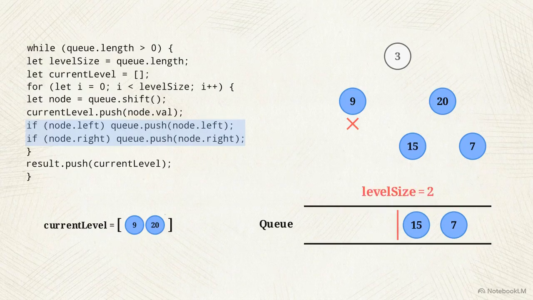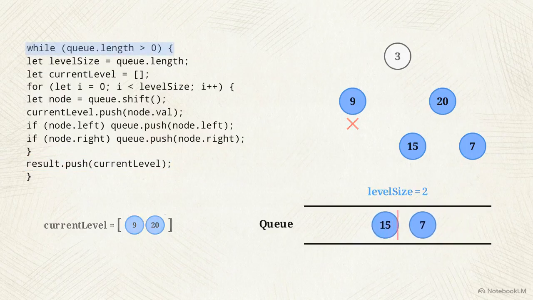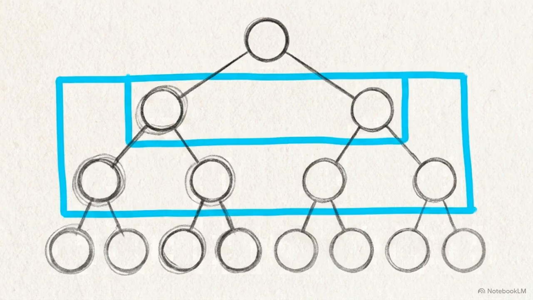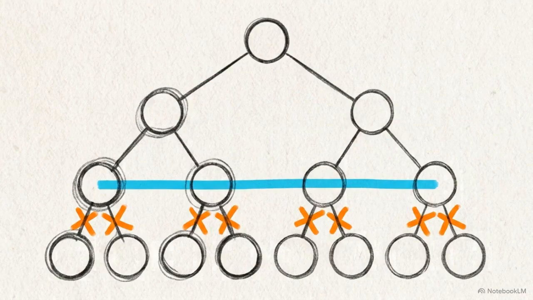While the 20 is being processed, its children, the 15 and 7, are pushed to the back of the queue. Because our inner loop limit was strictly set at 2, it stops processing before touching these new arrivals. That strict inner loop boundary isolates the middle of the tree. The algorithm stays on its current horizontal track and avoids diving deep into the next level.